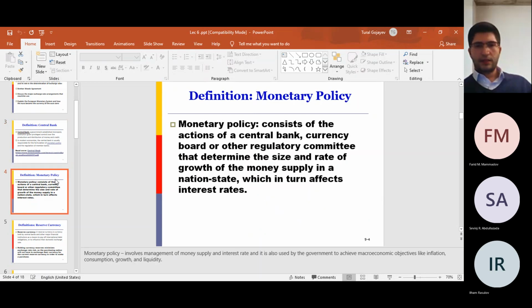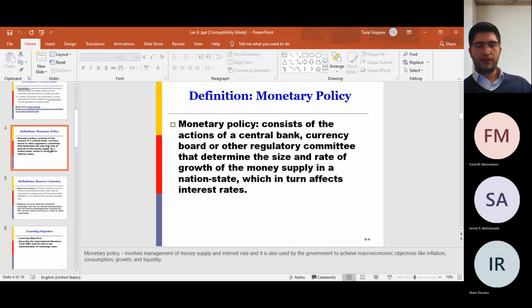Related to monetary policy, if we briefly define it, actually you have learned this, it consists of the actions of a central bank, currency board, or other regulatory committee. In different countries, it can have different names. Generally, in our country, this is called the central bank. We do not have an additional currency board. All regulations related to monetary policy are done by the central bank in our country, but in different countries, they can have these types of boards, for example, a currency board.